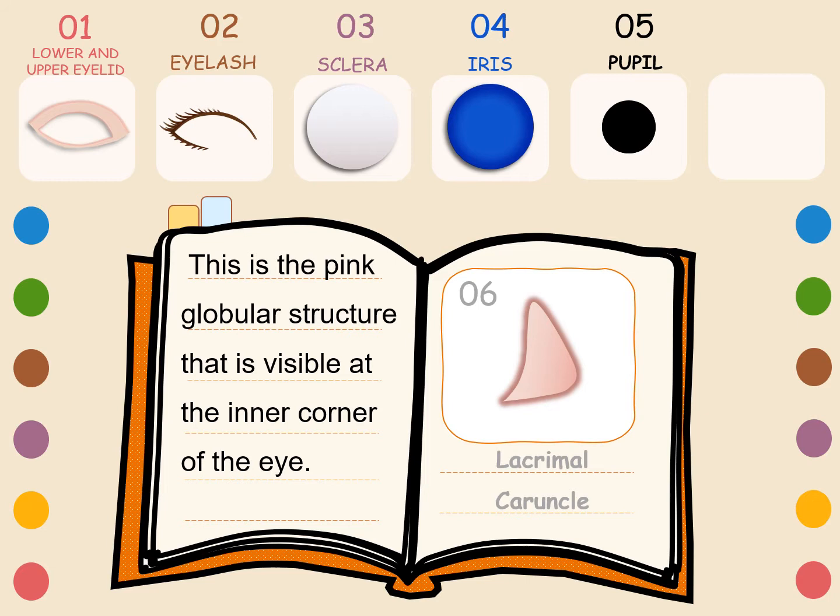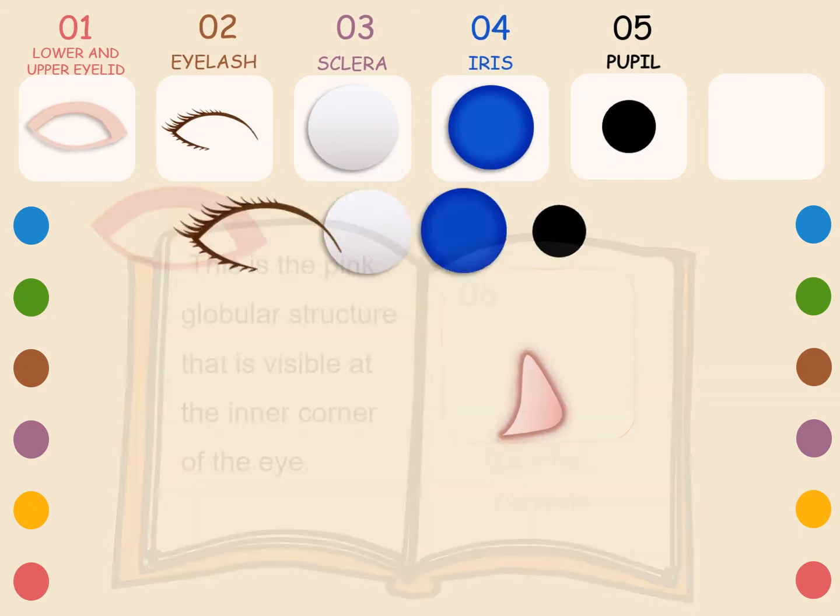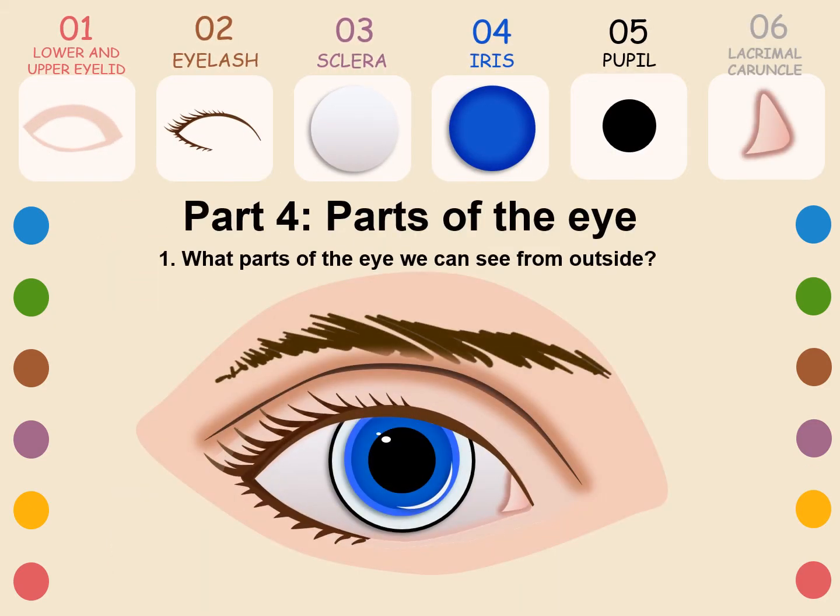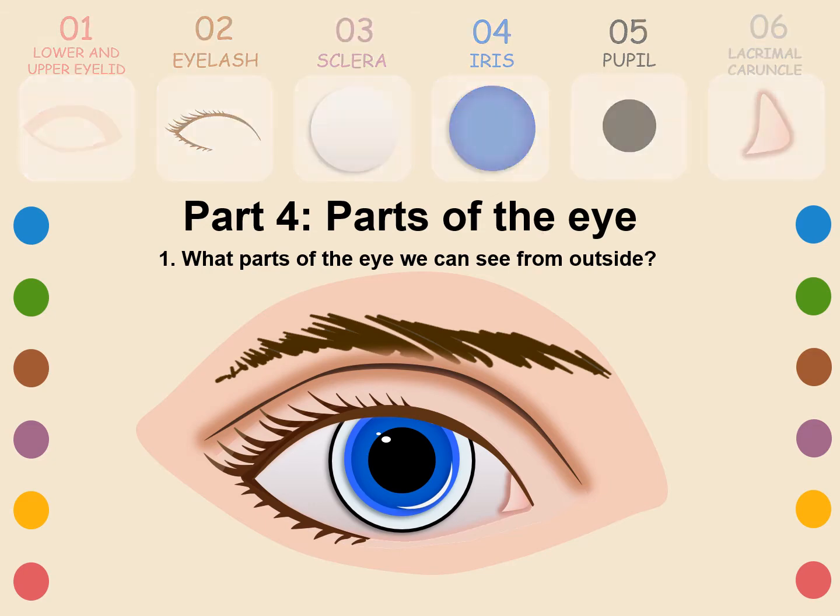6. Lacrimal caruncle. This is the pink globular structure that is visible at the inner corner of the eye. It is the skin covering of the sebaceous and sweat glands. We have discussed the sweat gland and the sebaceous glands under the lecture on skin. These are parts of the eyes you can see from outside.